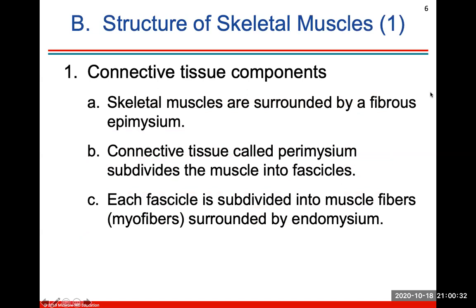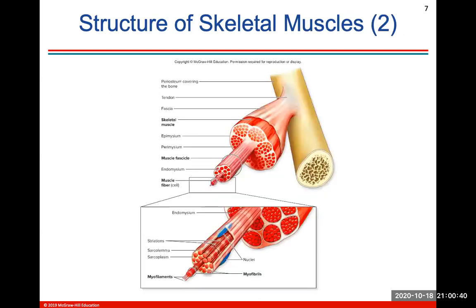Connective tissue components, I'm going to skip over this. This takes you through the structure of skeletal muscles. I don't know if I'll ask you too many questions about the structure, but you should generally remember that a skeletal muscle is made up of fascicles, and fascicles are made up of muscle fibers, which are the muscle cells.